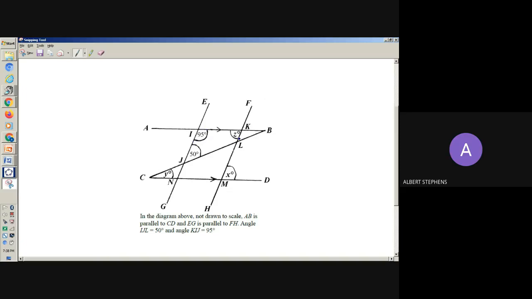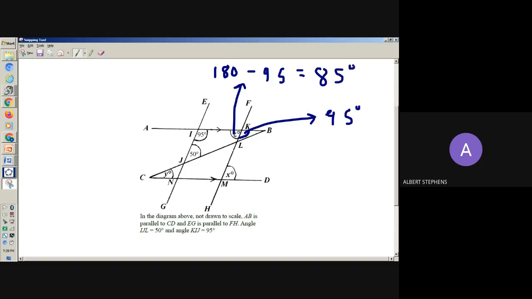Sir, repeat why it's 85. All right. Let's go again. If this is 95, then this piece is what? 95. Agreed? And so this is a straight angle, right? That's a straight angle, which measures what? 180. So to get Z, it will be 180 subtract 95, which is 85. So Z is equal to 85.